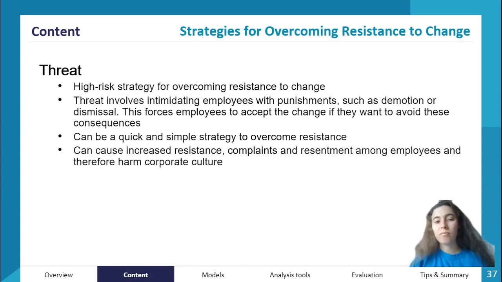Lastly, we have threat. So this is the highest risk strategy for overcoming resistance. This is about intimidating employees with punishments and consequences that could be implemented if they don't comply with the change and support it. So you could demote employees or dismiss them entirely. If they want to avoid those sorts of consequences, then employees are going to be forced into accepting the change. Again, it can be quick and simple to overcome resistance, just issuing a threat and leaving it up to employees to decide where they go from there.